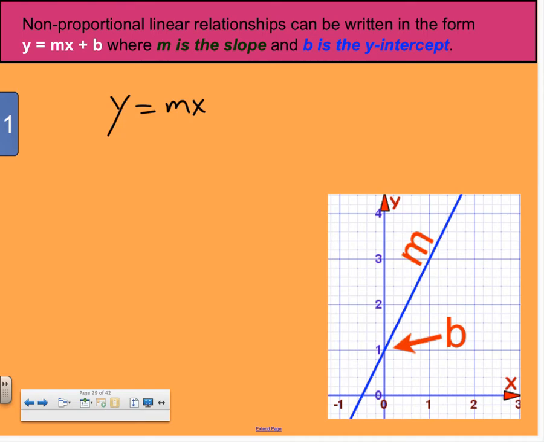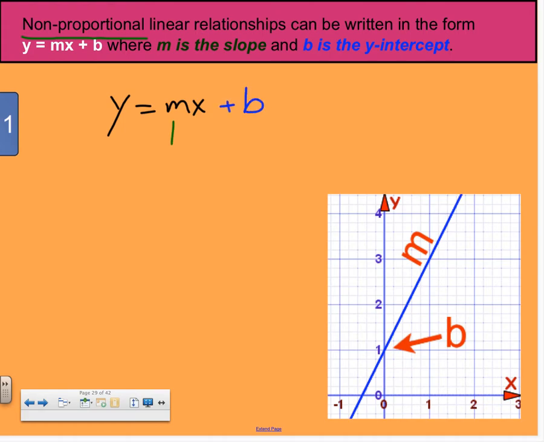Now we're going to talk about non-proportional linear relationships. So it's still linear, it's still a straight line. The difference is it does not travel through the origin. And because it doesn't travel through the origin, it's going to cross the y-axis at some place other than 0. And this extra number lets us know where that is. And it's represented with the number b.